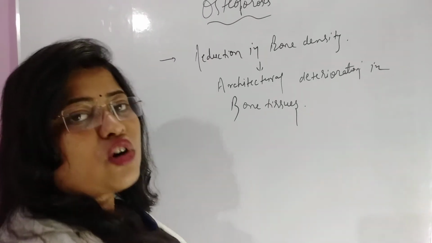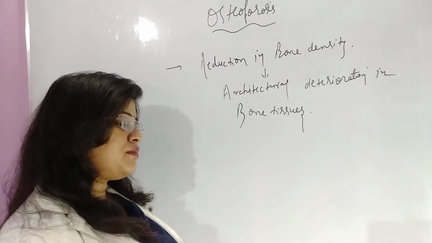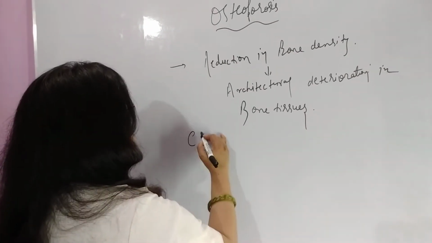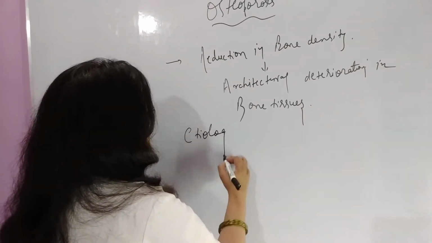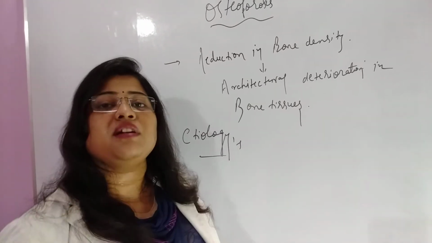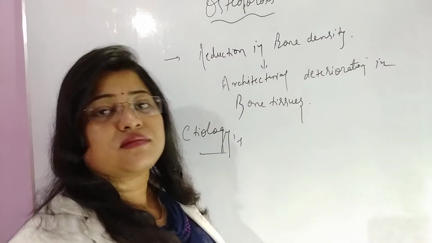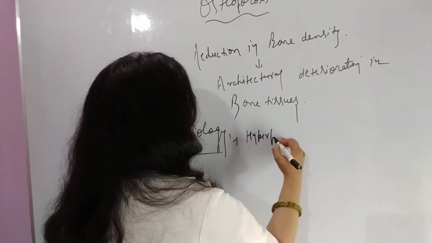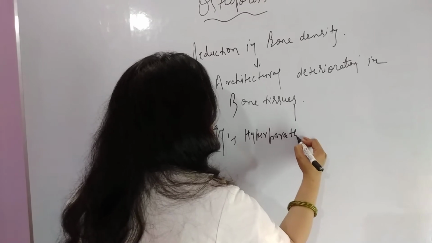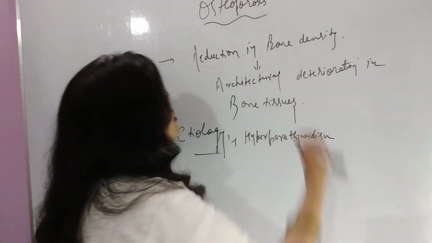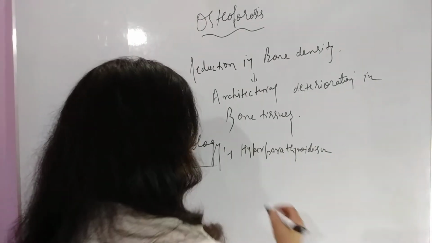It may result as a complication of musculoskeletal disease. So what is its etiology? It may be of endocrine origin. In case of hyperparathyroidism, osteoporosis may develop.